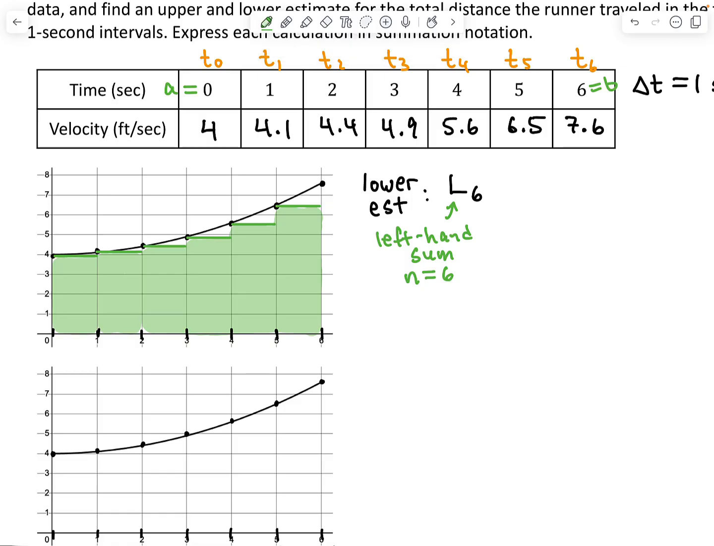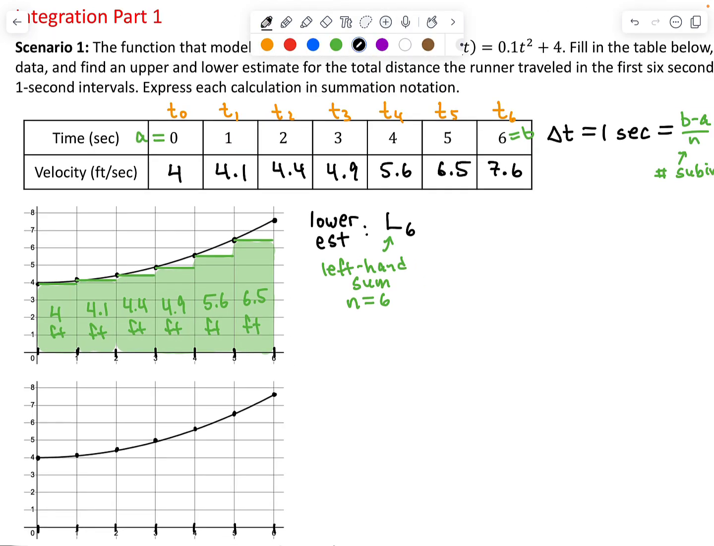So the first area is 4 times 1, or 4. Then we have 4.1 times 1, 4.4 times 1, 4.9, 5.6, and 6.5. All of these are measured in feet. Now we're instructed to express each calculation in summation notation.